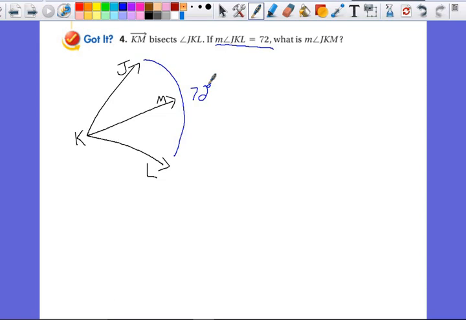So what you need to do for this is, if we're trying to find the measure of JKM, you need to realize that both of these pieces would be equal to each other, because it was a bisector. So all I need to do is take that 72 and cut it in half. If I take 72 and cut it in half, I get that the measure of angle JKM equals 36 degrees. So that's our notes for this section.